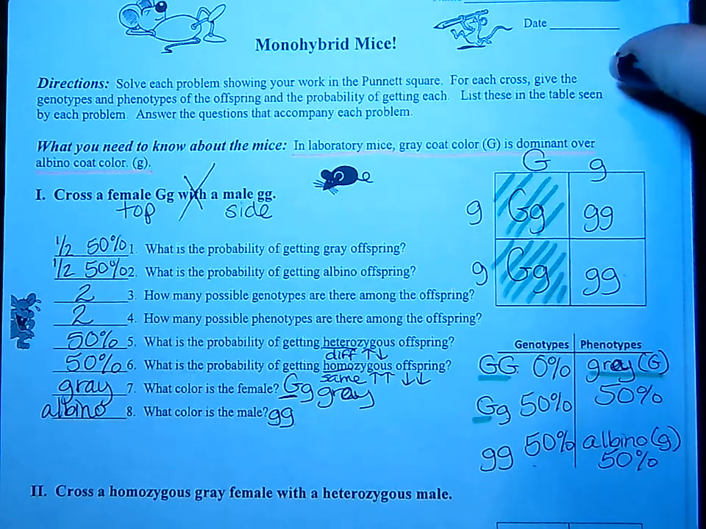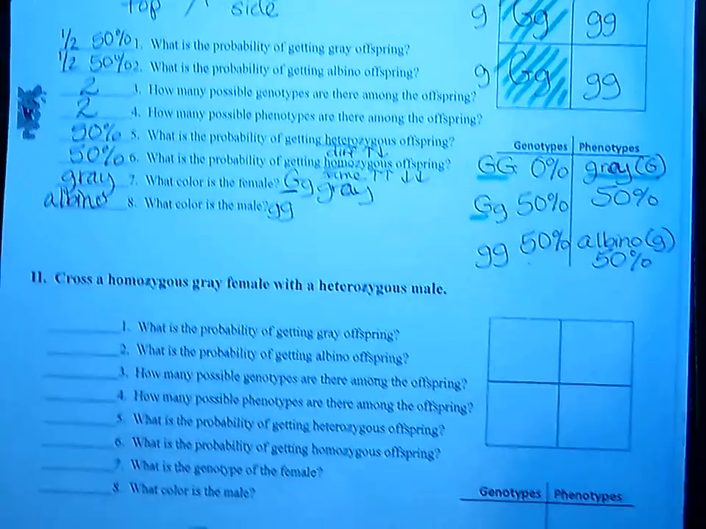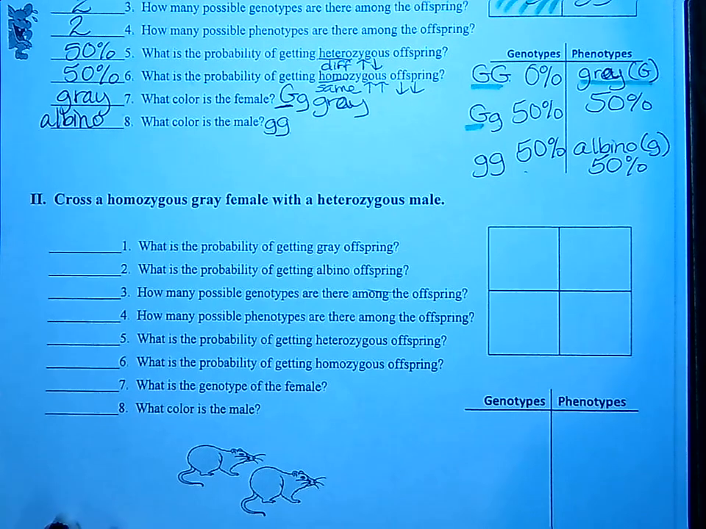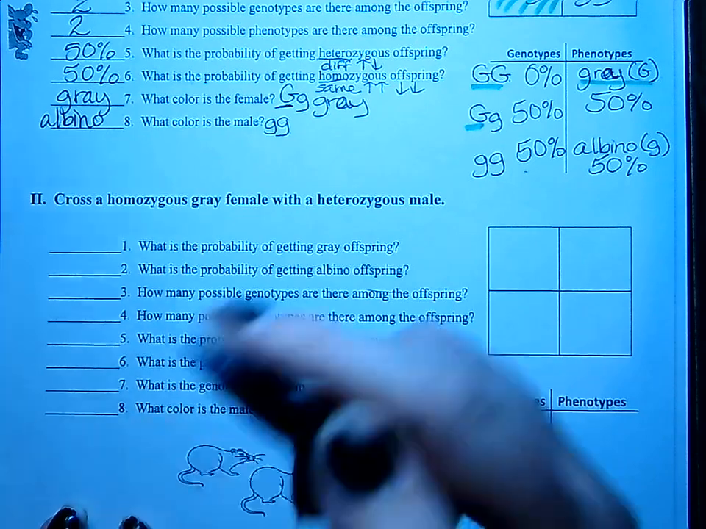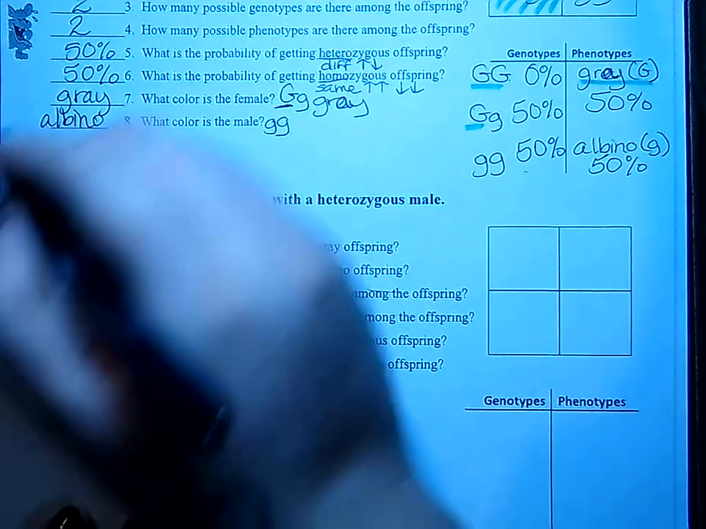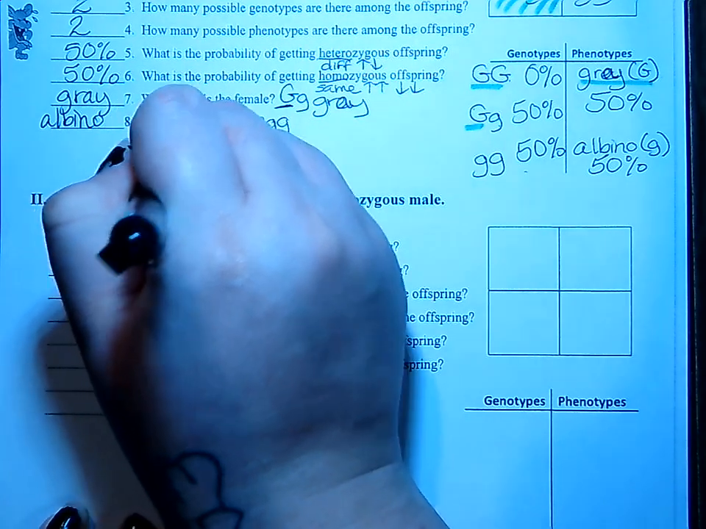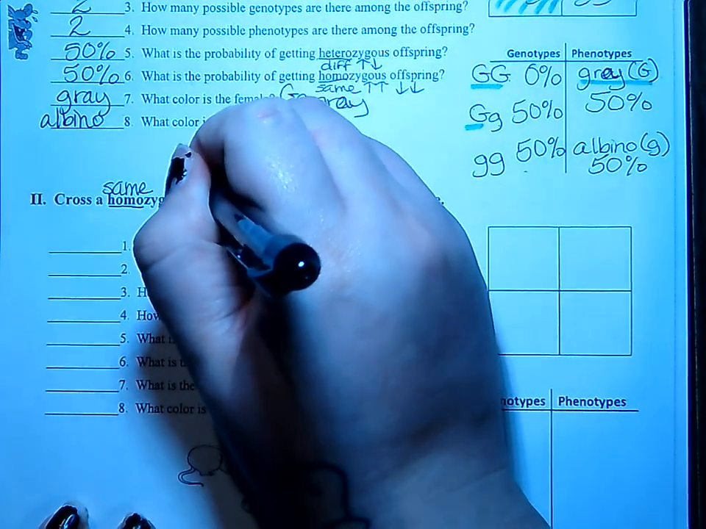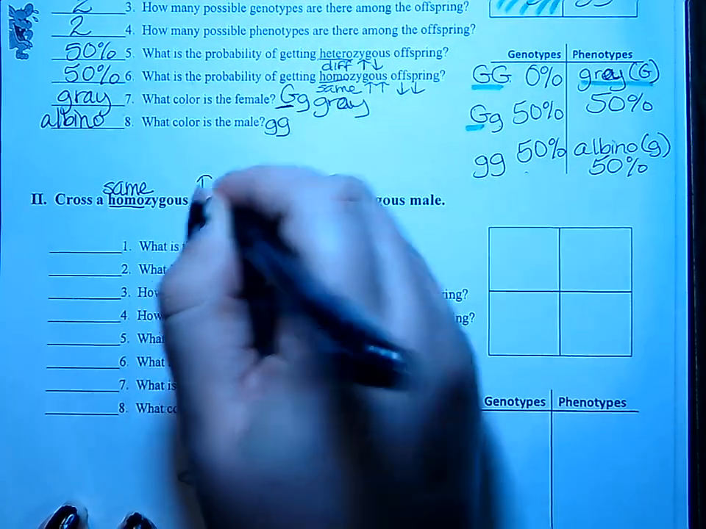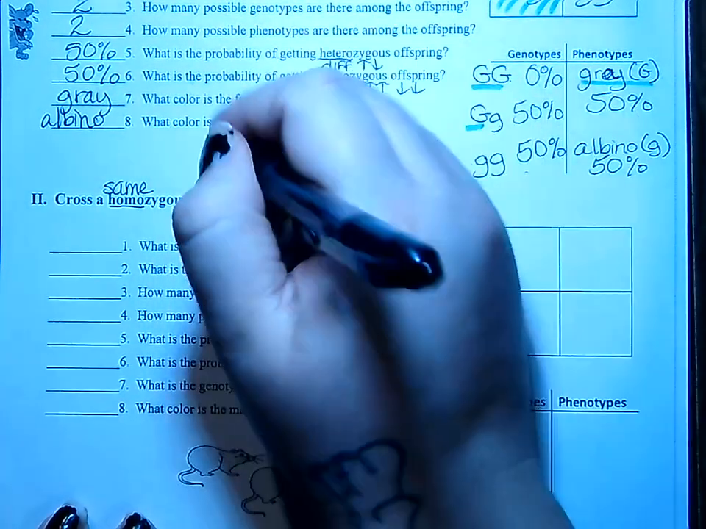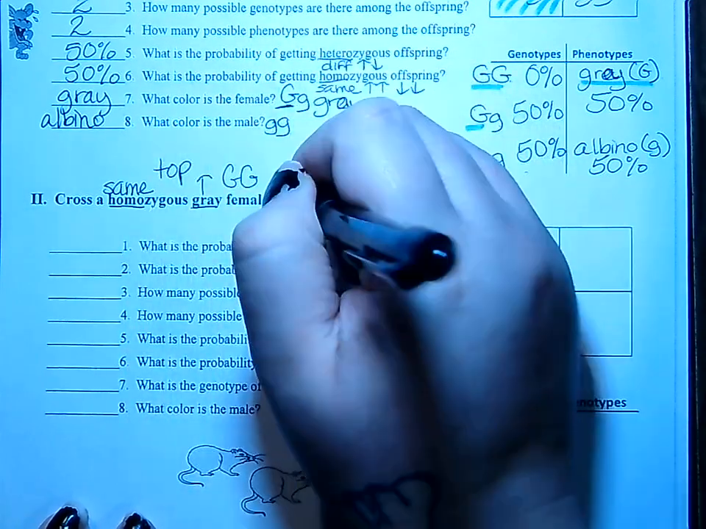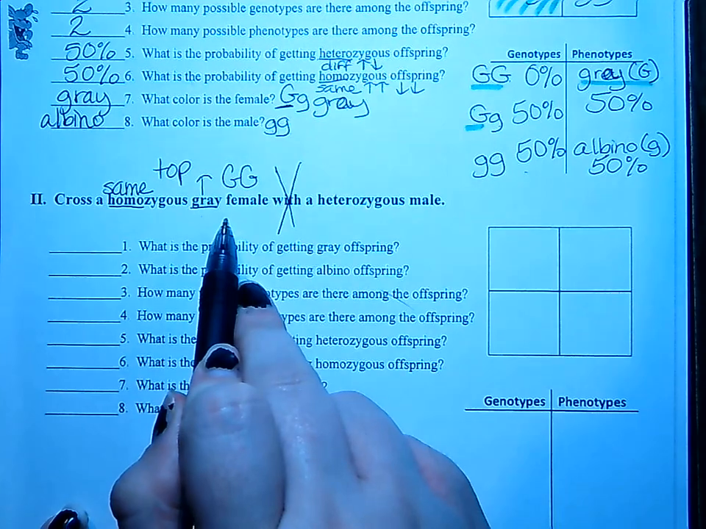All right, let's go to the next problem. So now we're going to do a cross between a homozygous gray female with a heterozygous male. Homozygous, remember, means same. She is gray, so that is the dominant trait. So, since it's same, we're going to do big G big G, using the letter G, and that would go on top because she was first in the word problem.